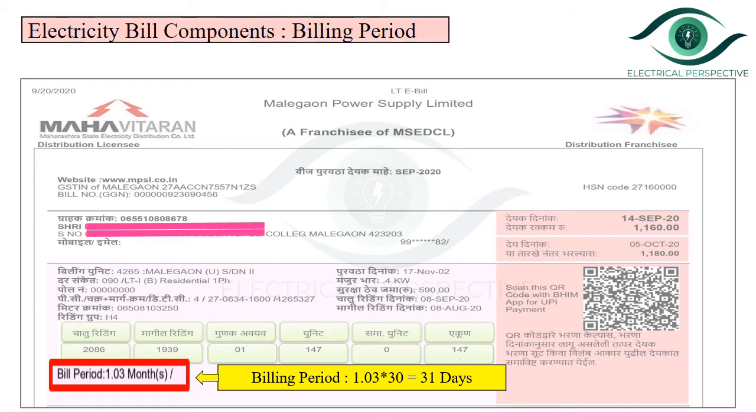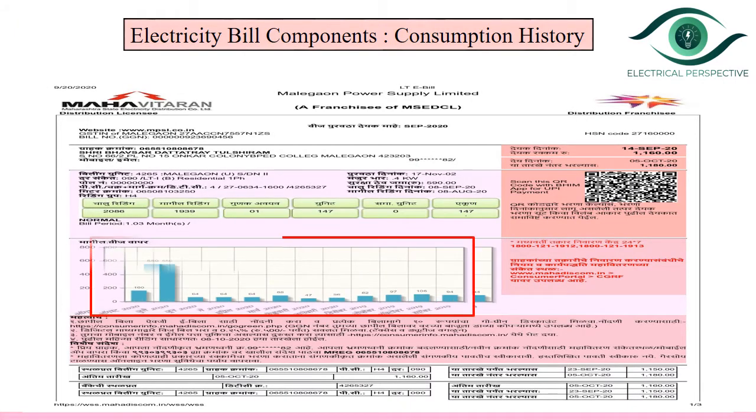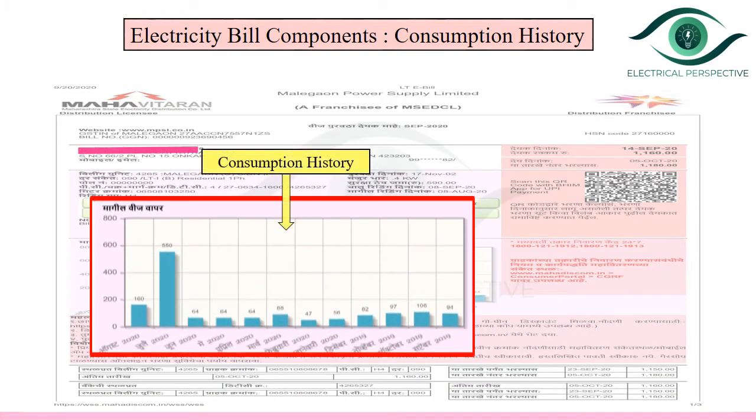What is the standard billing period? It is of 30 days. Okay, so always remember one thing, the number of units per slab will always depend on this billing period. Next is the consumption history. On the electricity bill, consumption history for the previous 12 months is also mentioned. This information is helpful for the consumer to monitor their monthly consumption pattern.